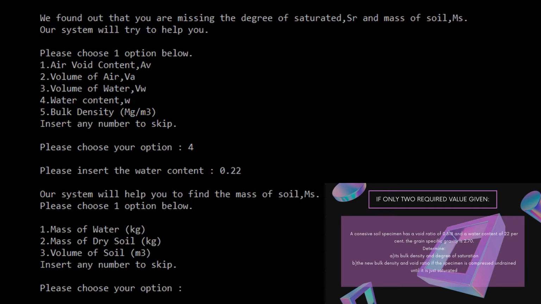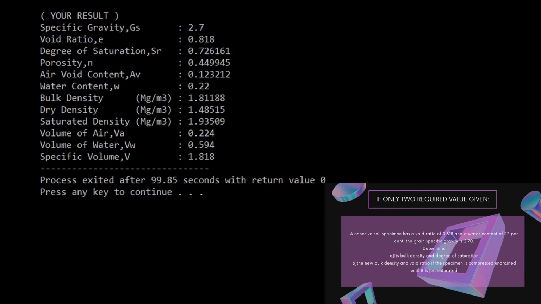The program will ask about mass of soil. So insert any number to skip or enter the option. But for this question, no value is given for the options below, so enter 0 and we will get results for specific gravity, void ratio, degree of saturation, porosity, air void content, water content, bulk density, dry density, saturated density, volume of air, volume of water, and specific volume.